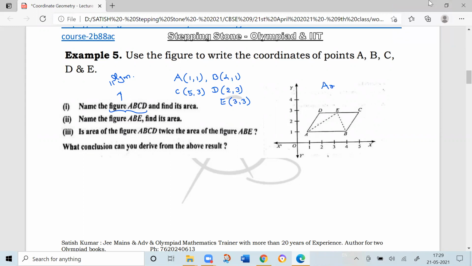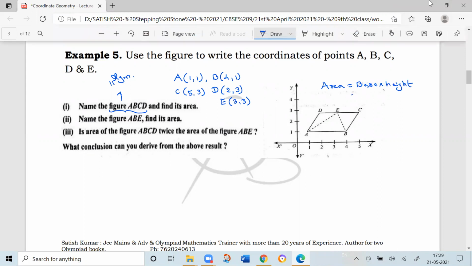Tasvika, tell me how to find the area now. First we have to use the formula of a parallelogram, area is base into height. First we need the base length. Base length is 3. Good. Why? Because here it is 4, here 1. So 4 minus 1, 3. What about the height? The height is 2 units. Correct. So the area will be 6 square units.